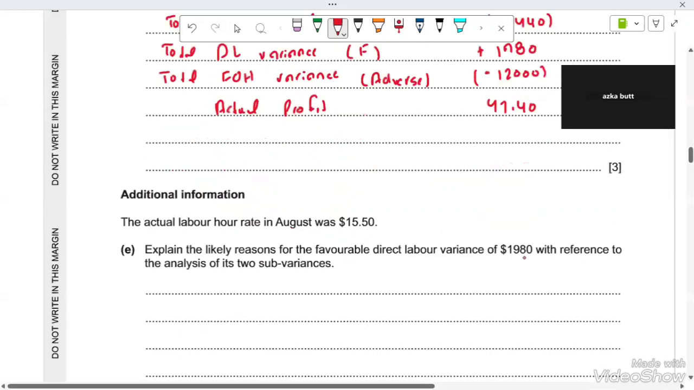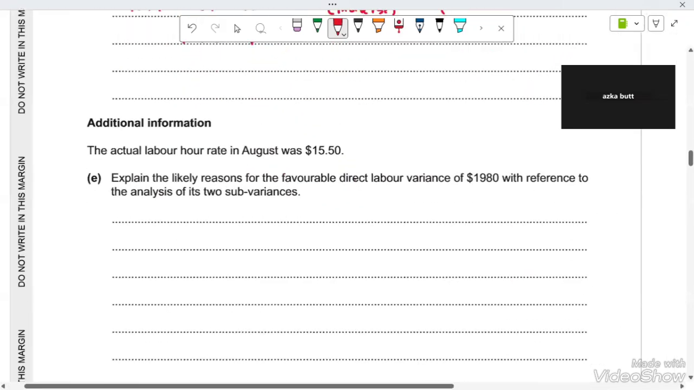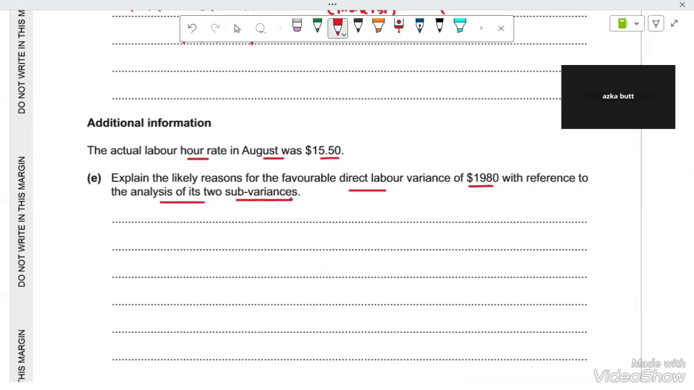Now let's see the other question. The actual labor rate in August was 15.50. Explain the likely reason for the favorable direct labor variance of $1,980 with reference to the analysis of its two subdivisions. So basically, total direct labor variance consists of two sub-variances.